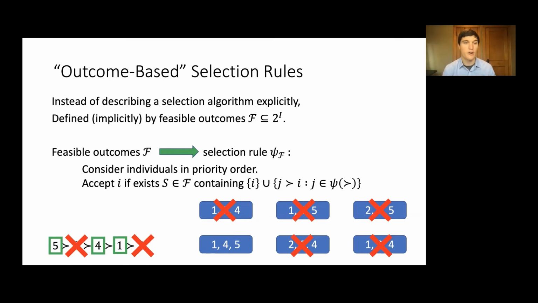So that's how an outcome-based selection rule works. It's really just defined by a set of feasible outcomes. And these feasible outcomes are exactly how we can encode affirmative action policies, right? So for example, I could say an outcome's not feasible unless you've chosen at least 3 women, right? Or unless you've chosen at least 3 women and at least 4 low-income applicants.